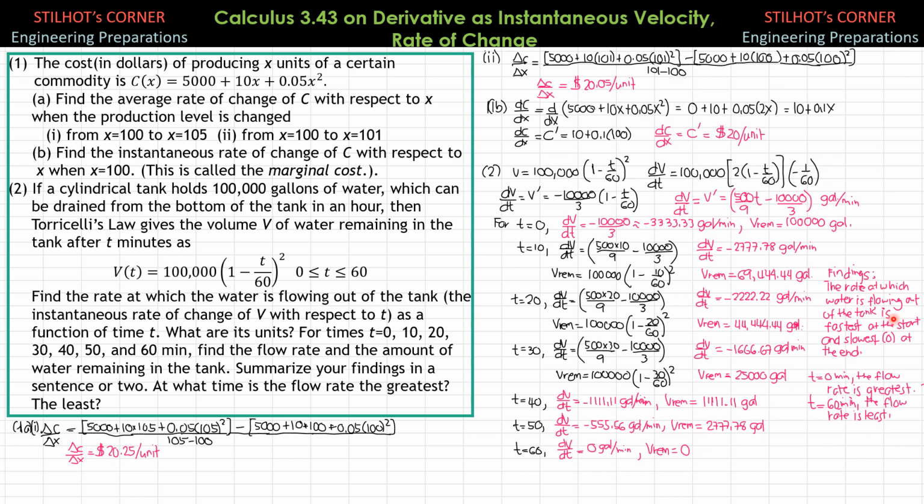So these are the findings. The rate at which water is flowing out of the tank is fastest at the start and slowest, or 0, at the end. That's why the rate of change decreases when t increases. So at t = 0, the flow rate is greatest. At t = 60, the flow rate is least.